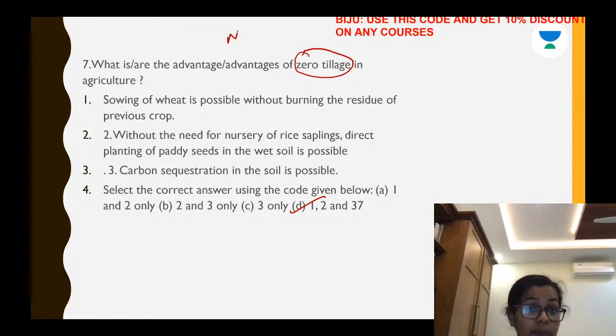What is the question level? Medium. Medium tough. Moderate level question. Not a tough question to answer. First, sowing of wheat is possible without burning the residue of the previous crop. Without the necessity of rice sapling, direct planting of paddy in wet soil is possible. Carbon sequestration in soil is possible. So the answer is D, 1, 2 and 3.